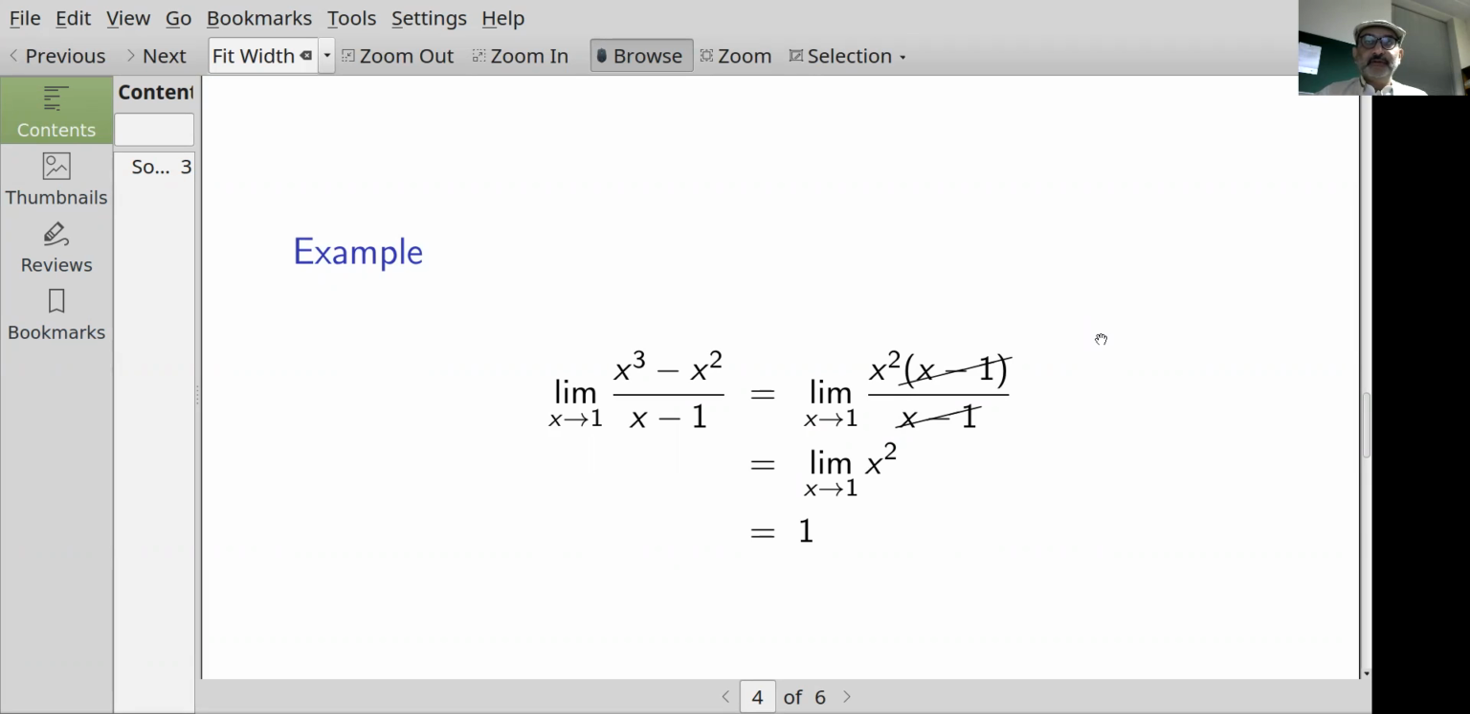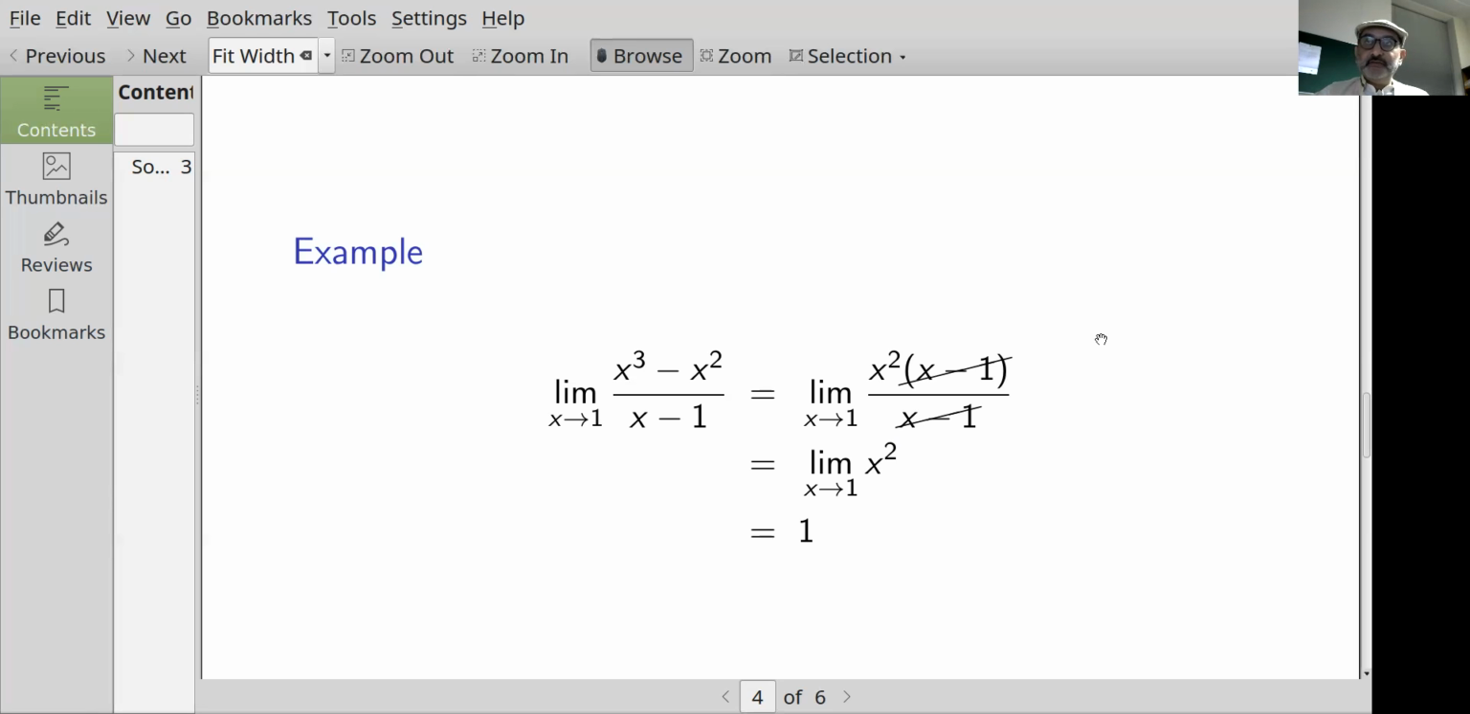So if I factor out x squared from x cubed minus x squared, I get x squared times x minus 1 over x minus 1. Now I can cancel, provided that I'm not dividing by 0 anywhere. And I'm not, because the limit as x goes to 1 means as x gets arbitrarily close to 1, but is never actually equal to 1. And so that denominator is never actually 0. I can cancel x minus 1 by x minus 1.